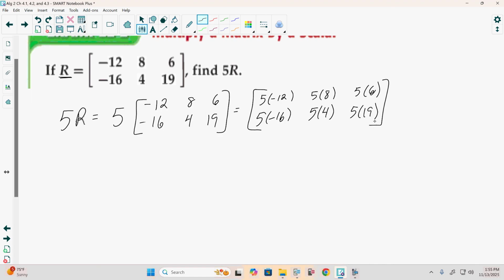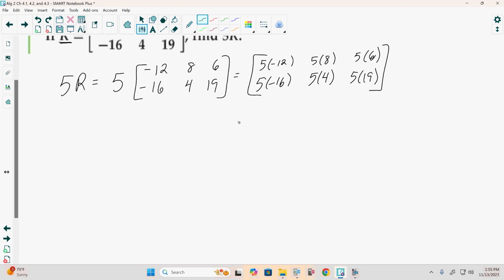So when we scale something, we're going to either make it bigger or smaller. Scale models, because it's scaled down. Or we can scale it up. So here, every element in that matrix C, we're multiplying by 5. So we have 5 times negative 12, and 5 times negative 12 is negative 16. 5 times 8 is 40. 5 times 6 is 30.